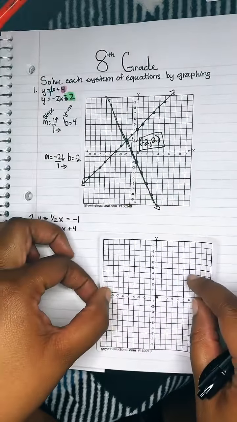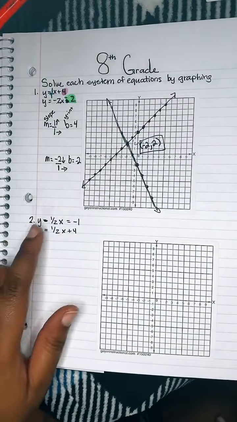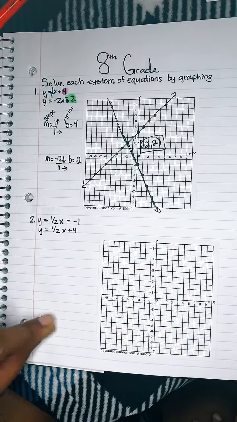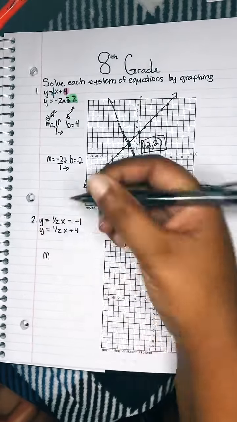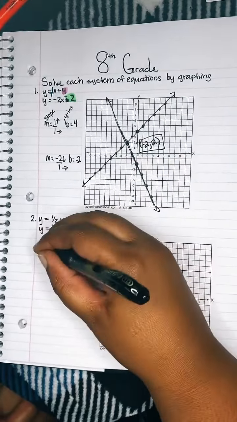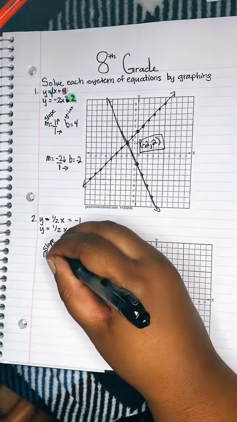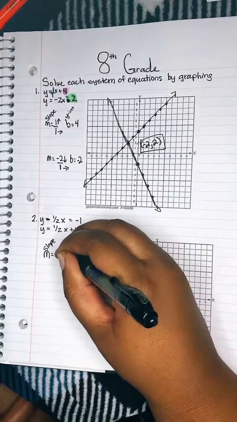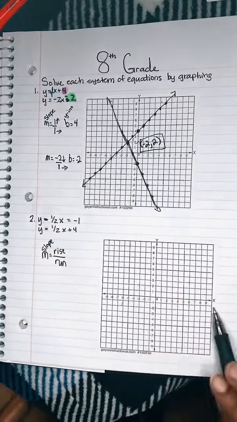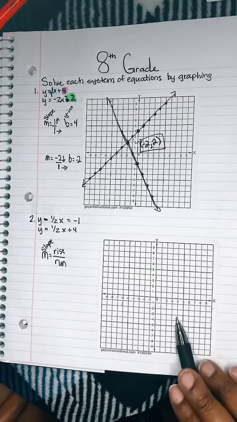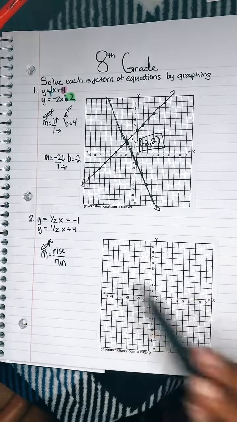Let's put this here. So remember, you're always identifying the M and the B, okay? And what is the M? The M is called your slope. What does that mean? The slope is rise over run. You run left and right, you rise up and down, okay? So I just want to explain this.